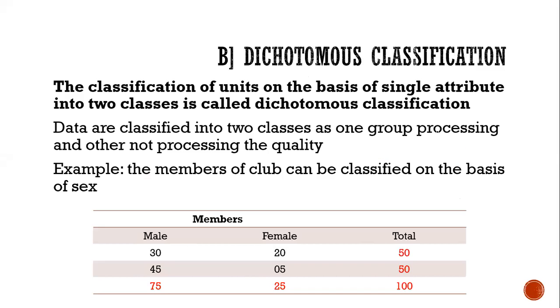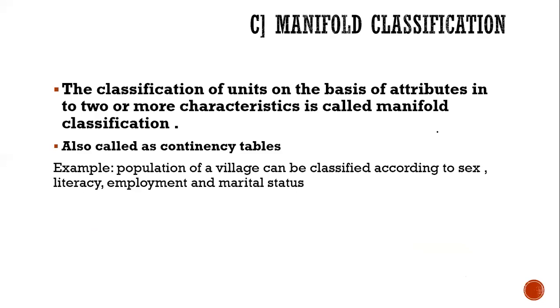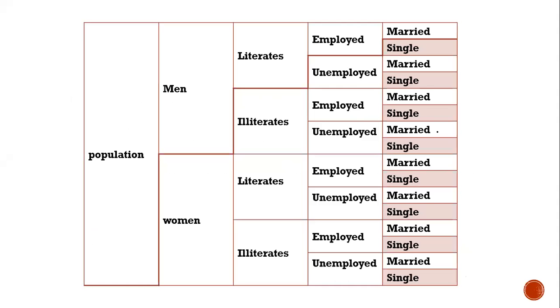Dichotomous is where you divide a particular quality into two, like male or female, good or bad, pass or fail, right or wrong, positive and negative. So that is dichotomous, where only two classifications are done. Manifold classification is where you do various classifications from each quality. Multiple qualities you subdivide.